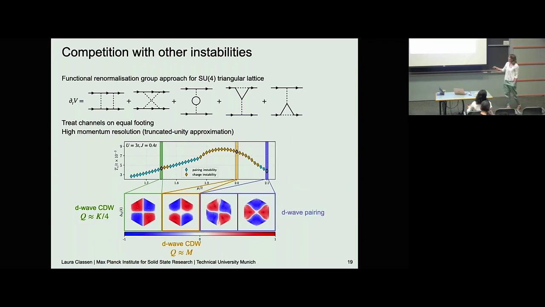instabilities. And the new thing we found is this order here, which interrupts the pairing. So here we also find a charge density wave instability. Its wave vector is indeed K/4, and it does have a d-wave form factor.